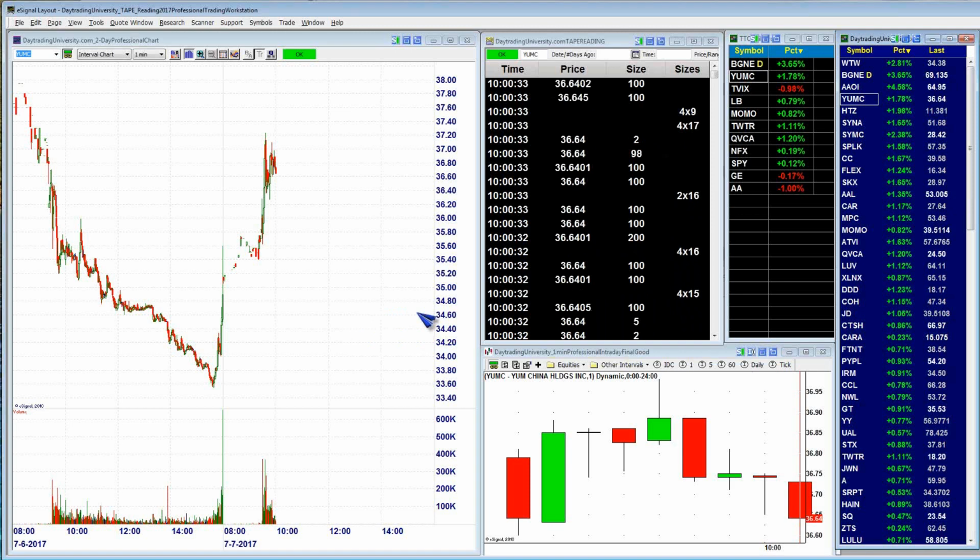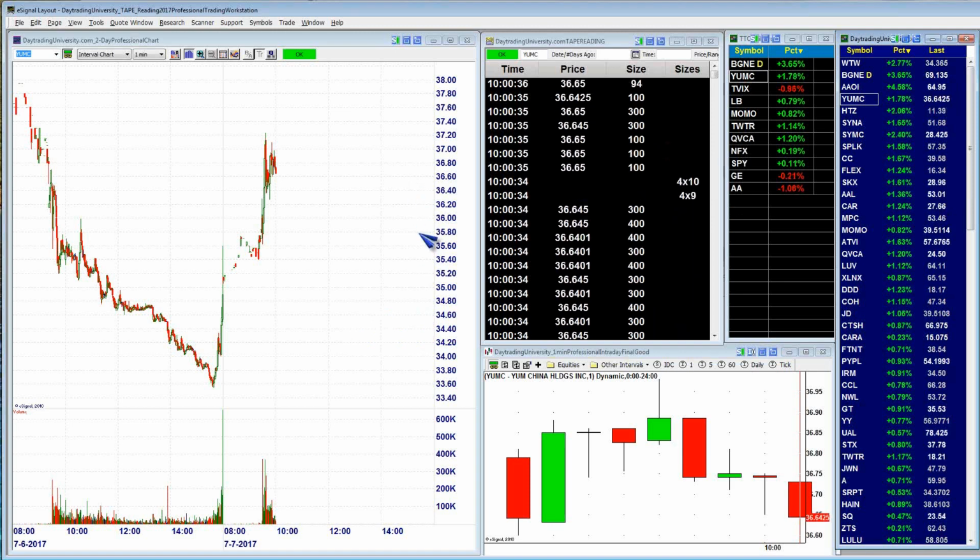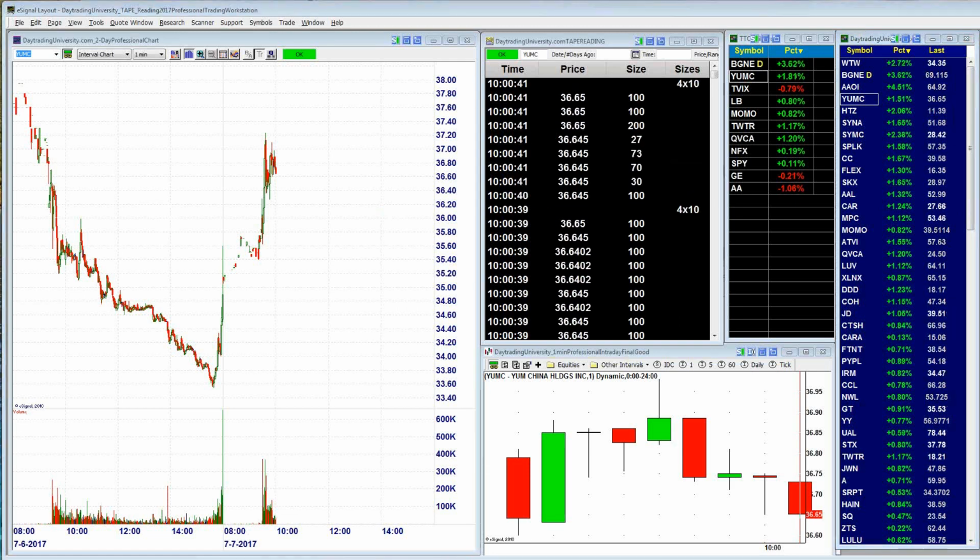Professional traders, we like things with some juice. We like things with momentum. And then we combine that with tape reading to identify the specific patterns that you use to get in and out of your charts correctly.